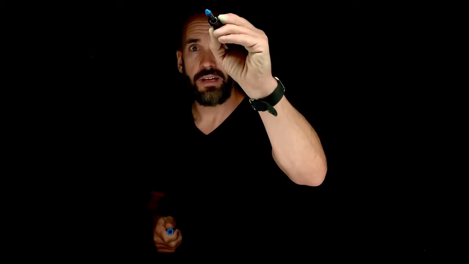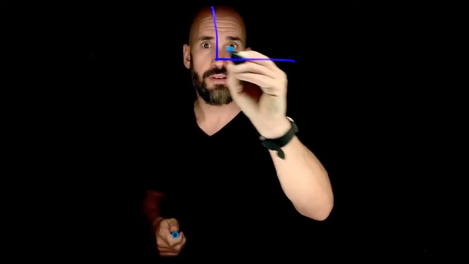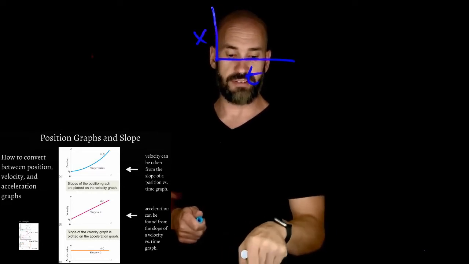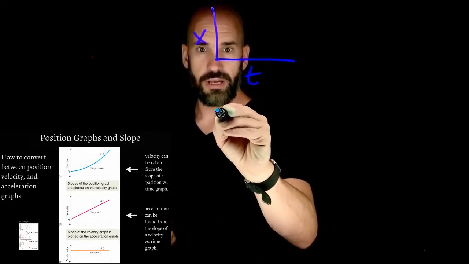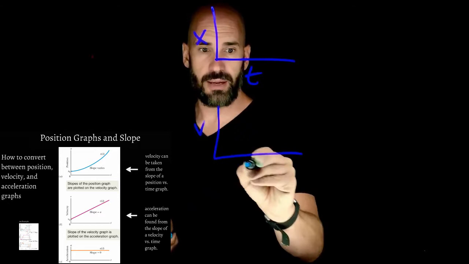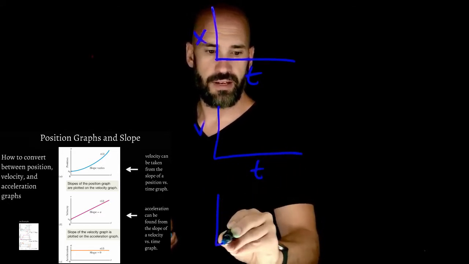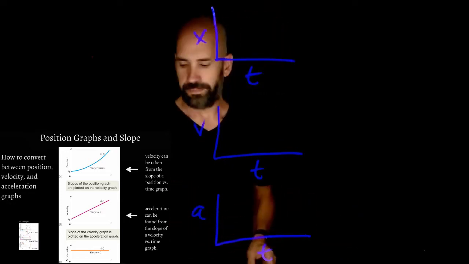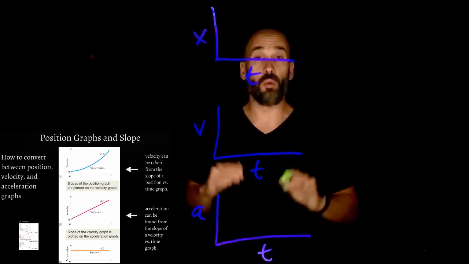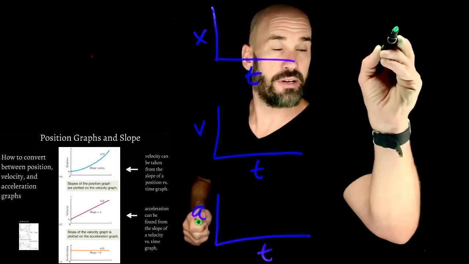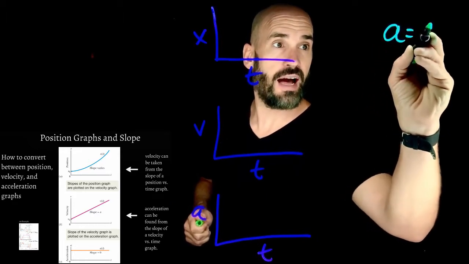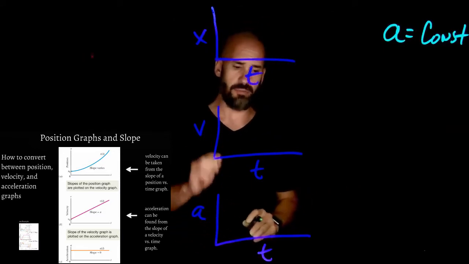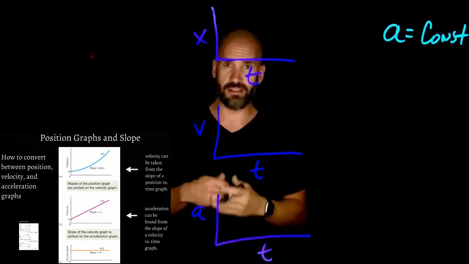So we have a position versus time graph here. And you guys can go to the slide that says position, graphs, and slope, okay? And we have a velocity versus time graph right here, and an acceleration versus time graph here, okay? Now, we're going to specifically look at the one example where we have acceleration being constant and positive. Very, very simple example, and something obviously we see in life, right?